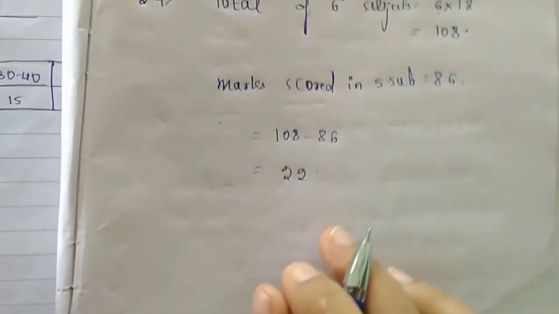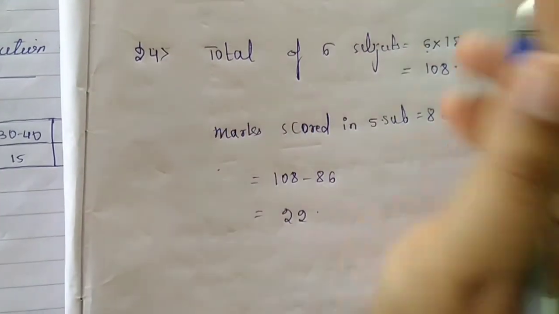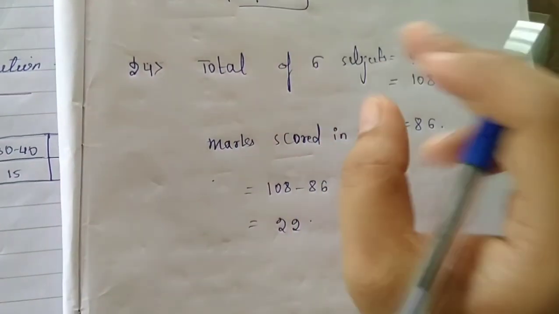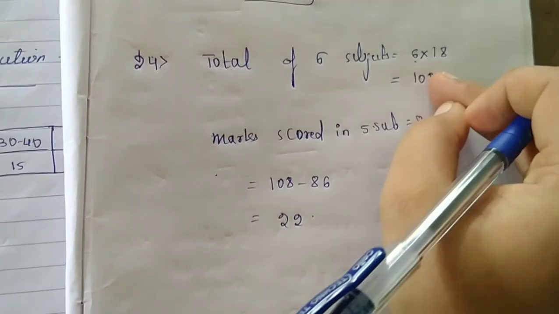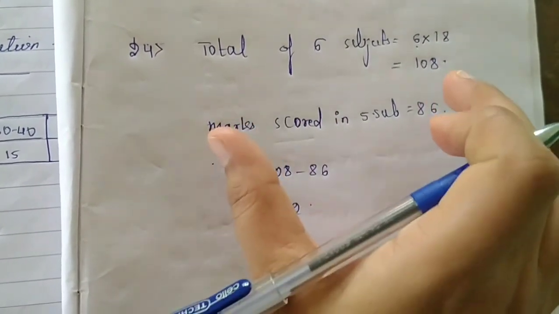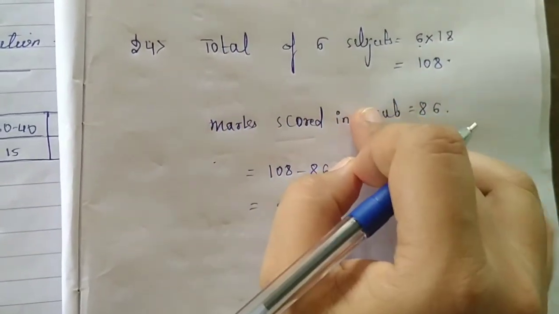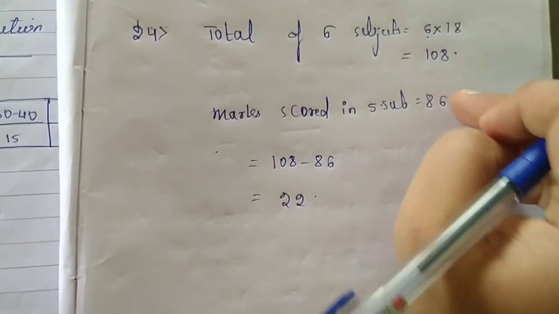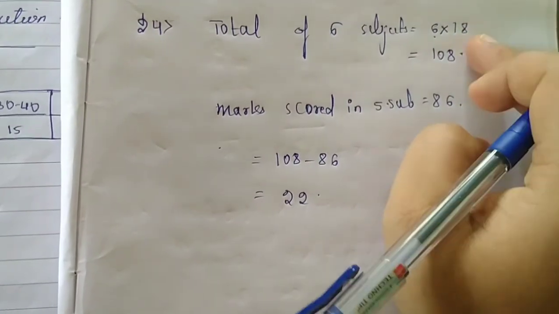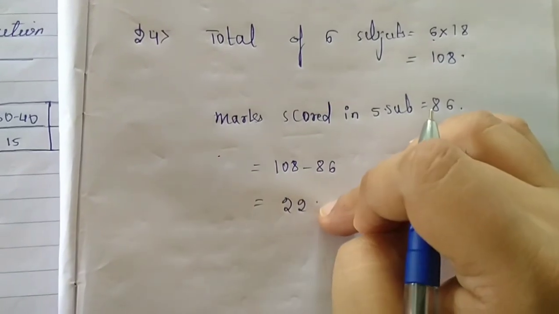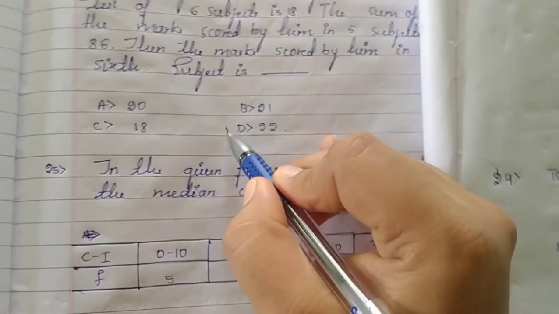So 22 is the correct answer, because they have already given the average score of one test, that is 18. So you have to calculate the total marks of 6 subjects, that is 6 into 18. They have already given in the question that the sum of the 5 subjects is 86. When you subtract this 86 from 108, you are going to get 22. This is nothing but the score of the 6th subject. Option D is correct over here. So now let us see the next question.